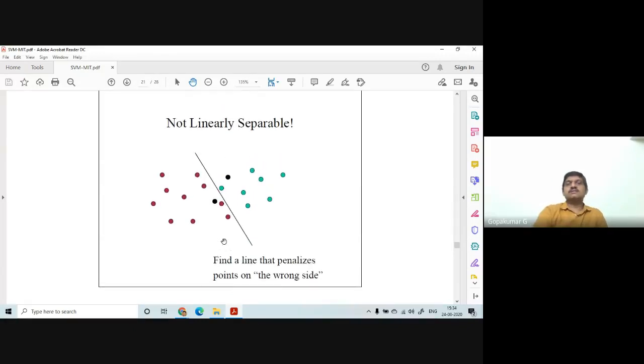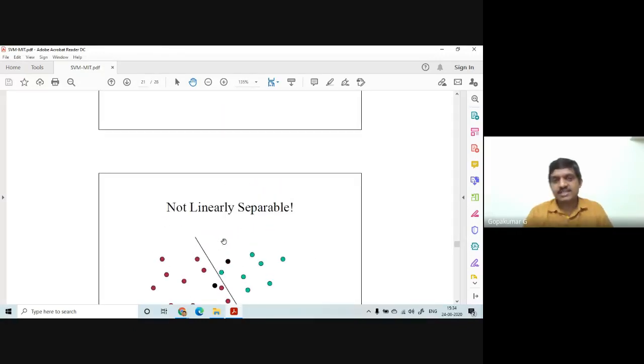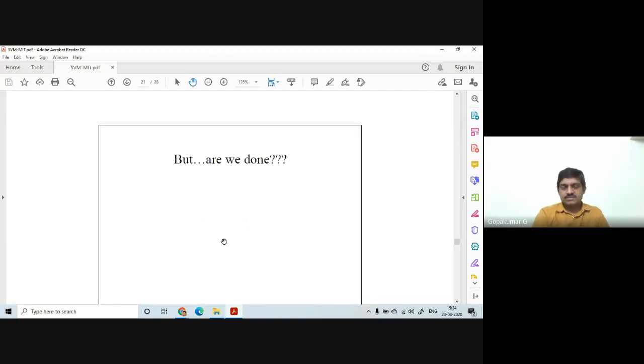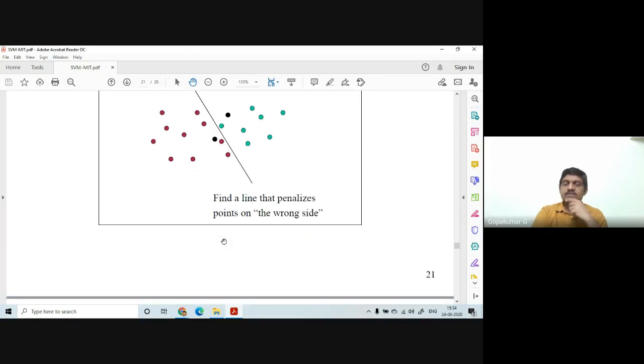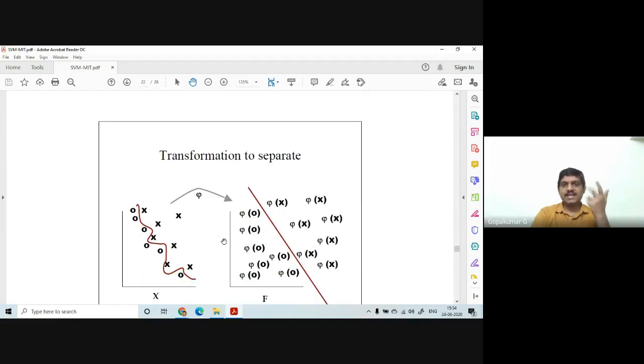Okay, so this is a not linearly separable case. It is not linearly separable because you can see that the points of different kinds are crossing. You can put a penalty and say that we allow 5 points to cross. But if there are too many points mixed up, then you may not be able to put a penalty.